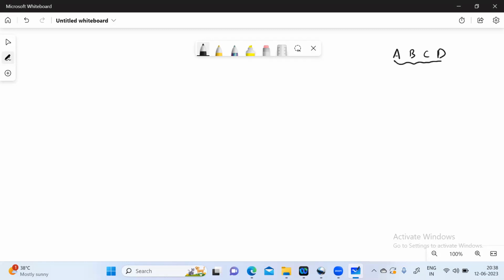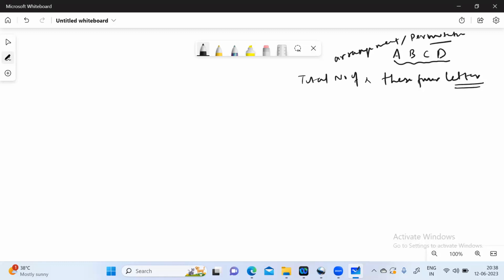Like if you want to arrange these four letters, total number of arrangement of these four letters, either you call it arrangement or you can also call it permutation. So how many permutations will be there? Can anyone tell me if you have studied the last two lectures? Please tell me. What we'll get here? How many arrangements or permutations are possible?